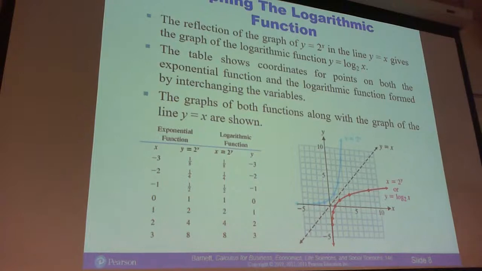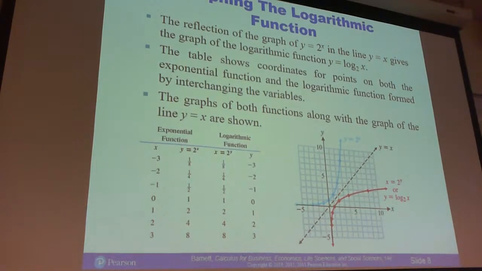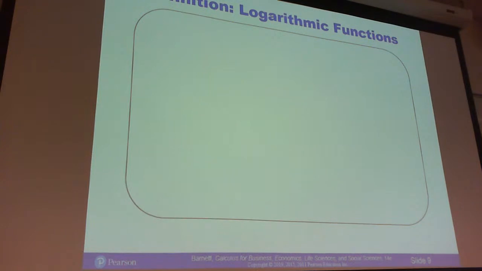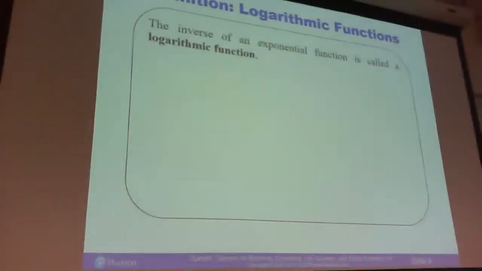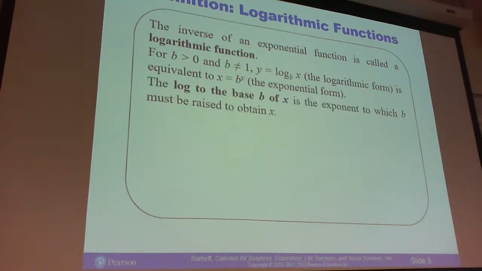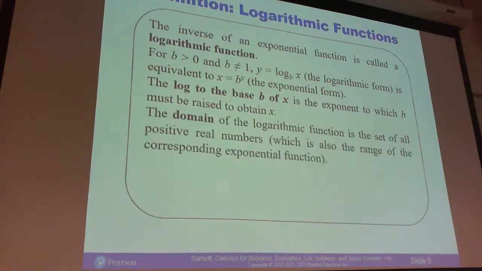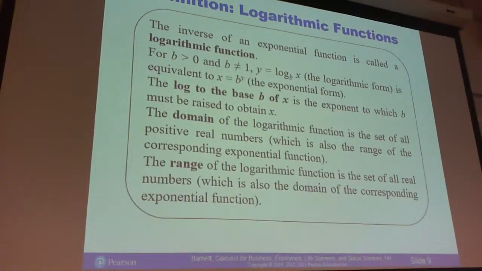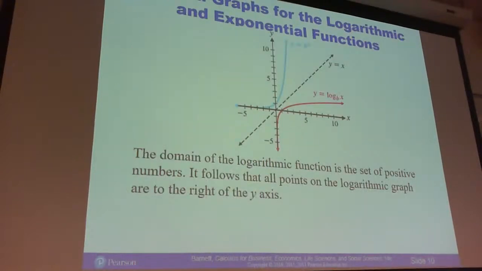This is all good to know, setting us up to talk about logs. So the inverse of an exponential function is called a logarithmic function. b has to be greater than 0, and b cannot be 1. y equals log base b of x, the logarithmic form, is equivalent to x equals b raised to the y, the exponential form. The log base b of x is the exponent to which b must be raised to obtain x. The domain of a logarithmic function is the set of all positive real numbers. The range of a logarithmic function is the set of all real numbers. Okay? So again, we can look at y equals b raised to the x. It's the inverse of y equals log base b of x.